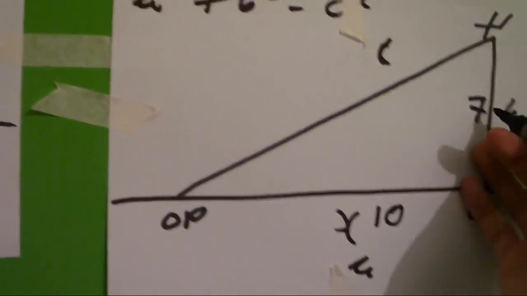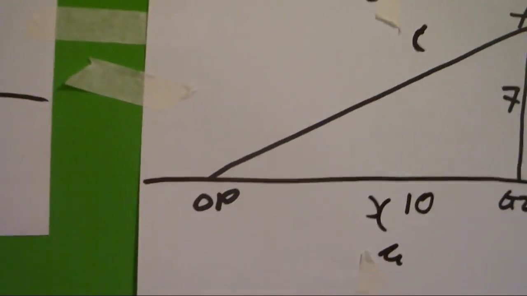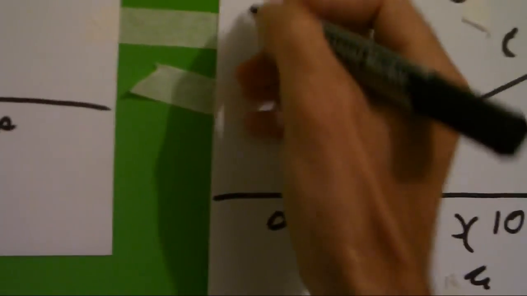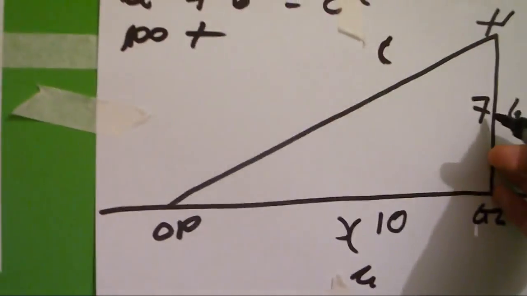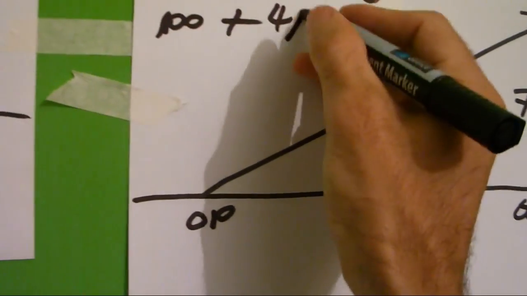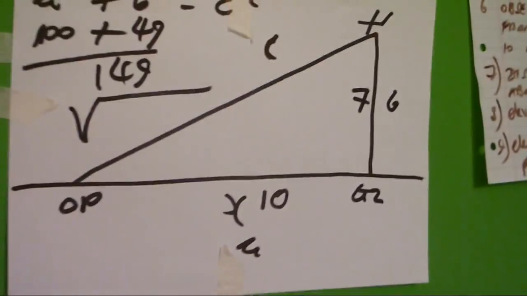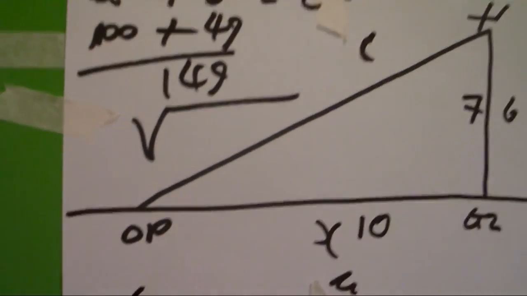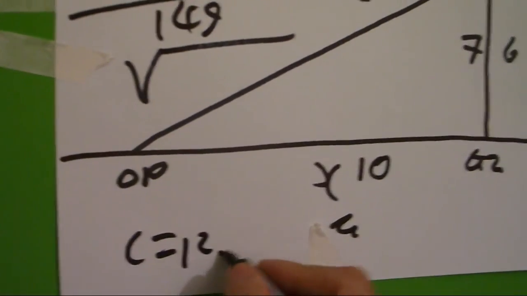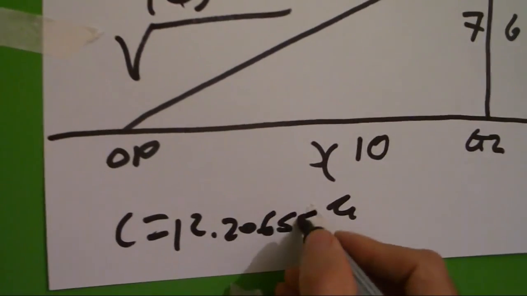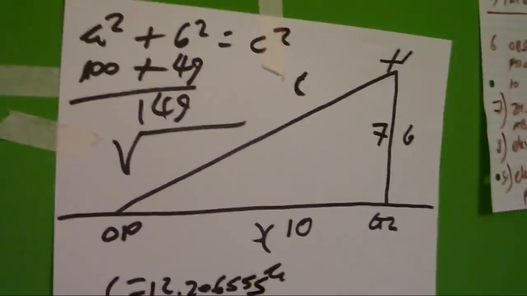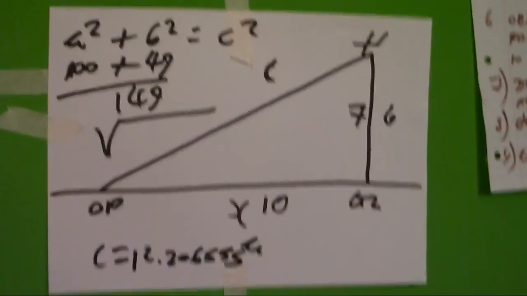Okay, A squared is 10 squared, that's 100, plus 7 squared, 49. Add the two together, 149, get the square root, and you have a figure of C equals 12.206555. Okay, very simple piece of work.